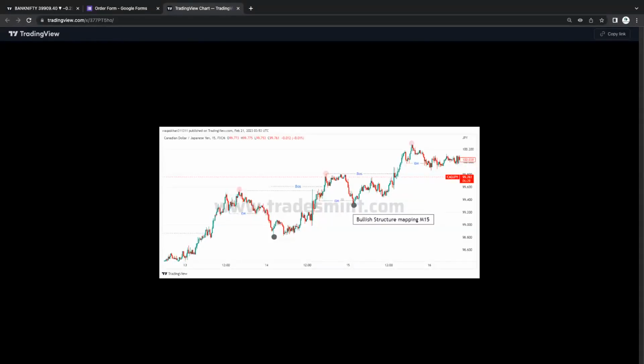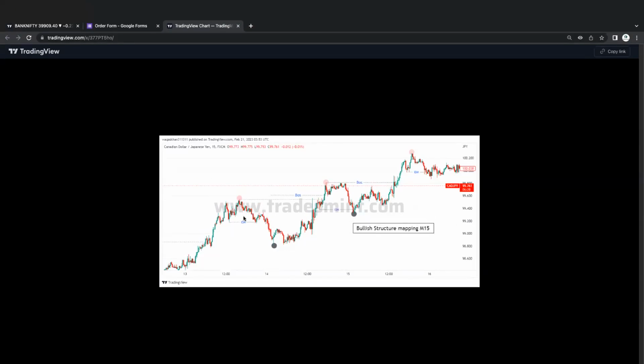Okay, structure mapping is here. Inducement is here, right? Because the first pullback is here after breaking this high. Let me change the color. Look at this one. This is inducement, right? This structure is here like this. Taken out this one, this higher high is confirmed here.